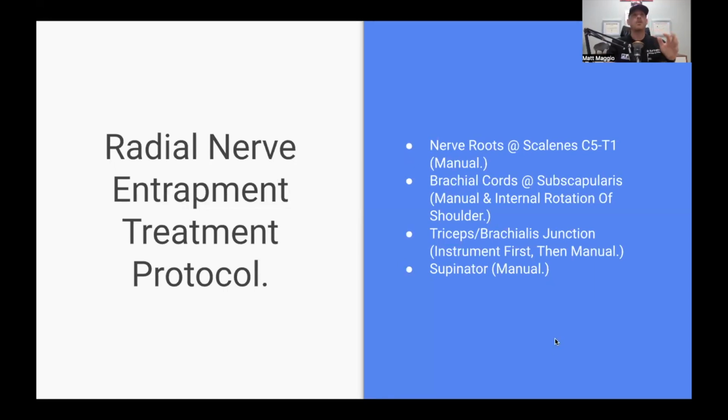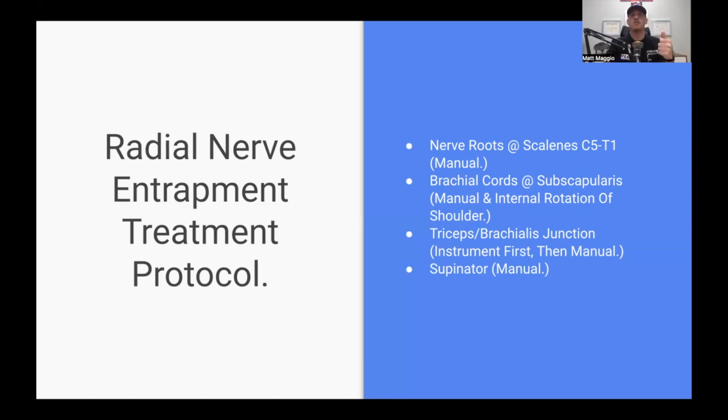The first area where I start to address this is along the track of the radial nerve. The radial nerve is actually the biggest nerve in the upper extremity. It goes a long way and supplies a lot of muscles throughout its path. Where it begins is up in the nerve roots at the scalenes, and it can get caught anywhere between the anterior and middle scalene or the middle and the posterior scalene. It comprises all of the levels of the brachial plexus, which is C5 to T1.